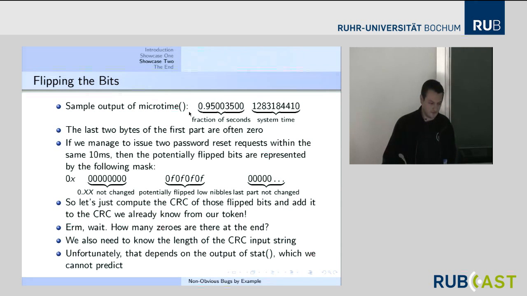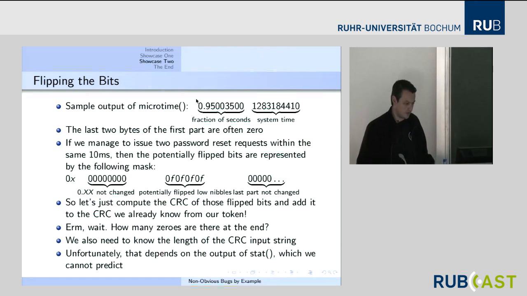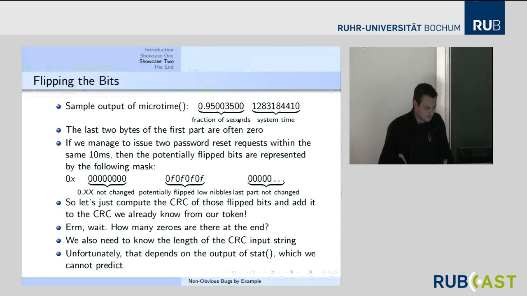Here we have an example output of microtime. Microtime first returns the fraction of seconds, this one, and then the system time in seconds. And the last 2 bytes of the first part are quite often 0 due to the timer resolution on the respective systems.